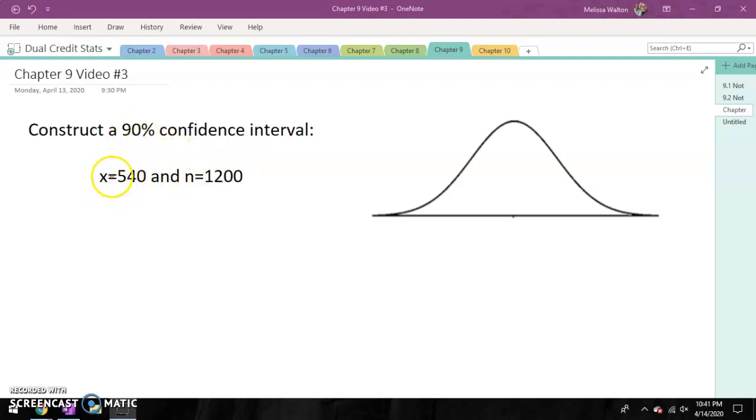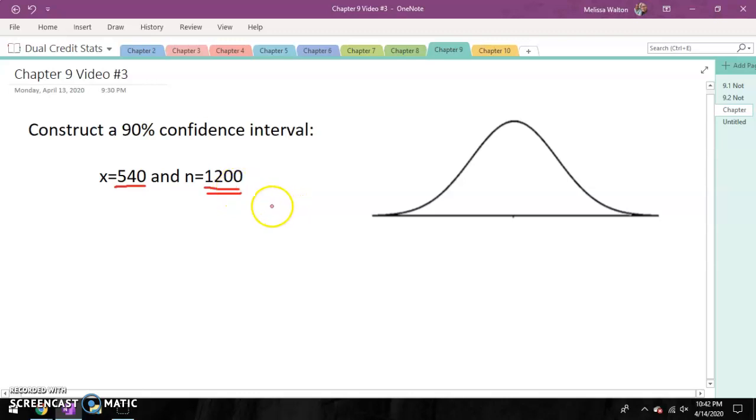And here's what they gave us. They gave us that x equals 540 and n equals 1200. All right, well, that's not very helpful. Doesn't seem like a proportion, but we do need to make this into a proportion. This is telling me that there were 540 out of 1200 that displayed some sort of characteristic. Maybe 540 people out of 1200 think that chocolate chip cookies are the best, or maybe 540 people out of 1200 think that green is the prettiest color, or any other characteristic. It does not give us a context, but we can still create a confidence interval for this.